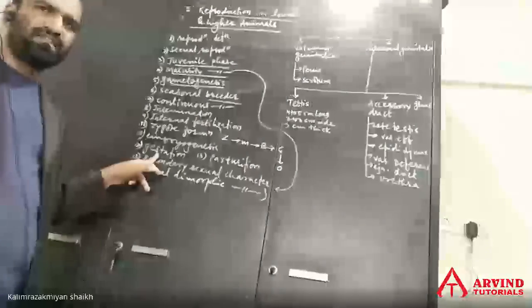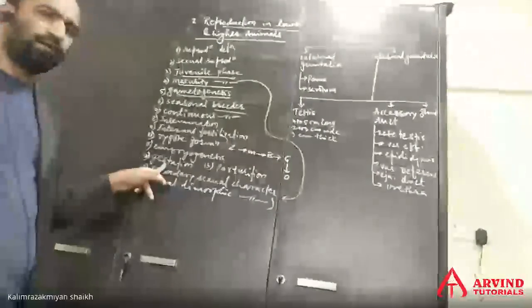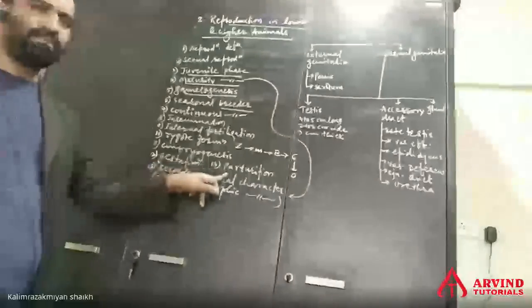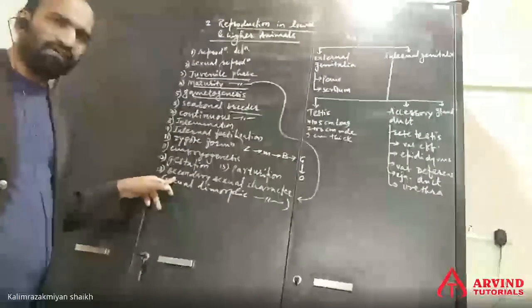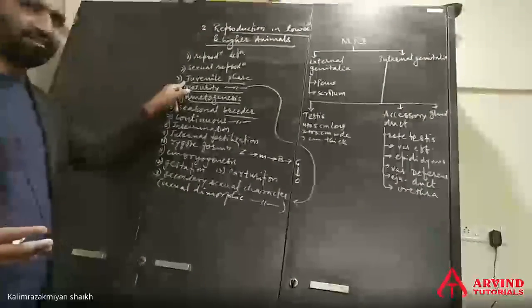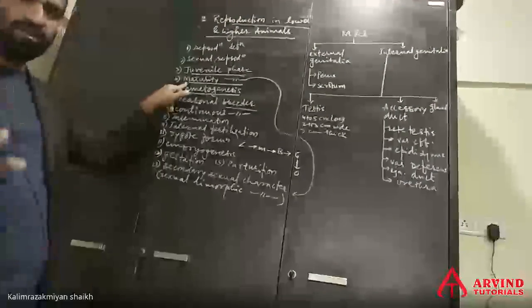After embryogenesis, there is the gestation period, that is called the pregnancy period. Next is parturition, that is childbirth. Then after childbirth, there is the juvenile phase. After the juvenile phase, there is the maturation phase.